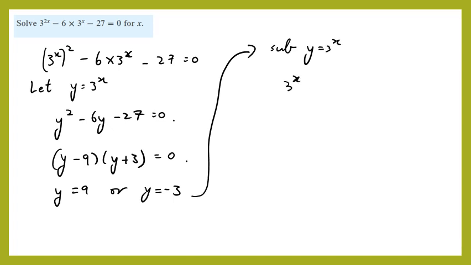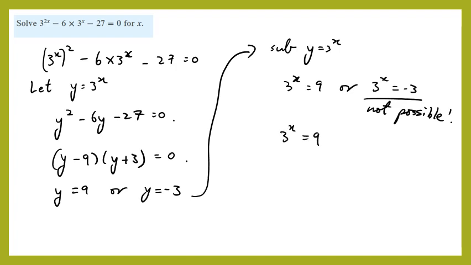So we have 3 to the power of x equals 9, or 3 to the power of x equals negative 3. Now, this is actually not possible, because whatever power you pick, the result cannot be equal to a negative number. So that's actually eliminated one solution. So then we have 3 to the power of x equals 9 is the only solution. If you rewrite this in terms of powers of 3, 9 is 3 squared, so then x must be equal to 2.